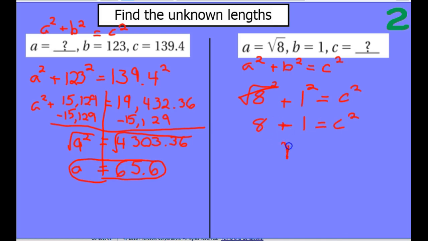8 plus 1 gives us 9, equals c squared. Again, we're going to get rid of that squared sign, so we need to find the square root of it. The square root of 9 is 3, so our answer is 3 equals c, so c equals 3 up here. So that's how we would find the unknown lengths using the Pythagorean theorem.